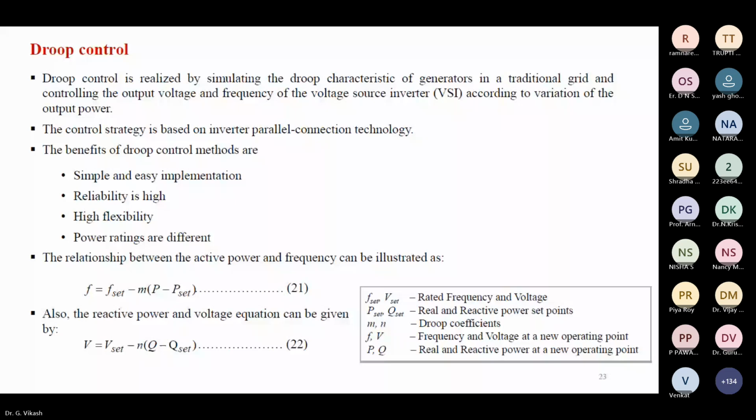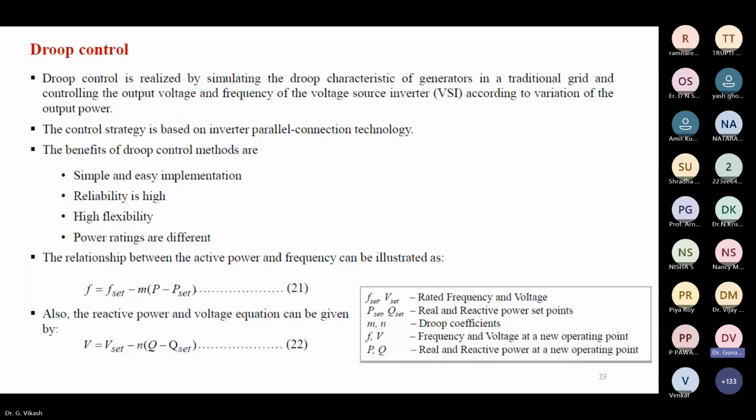Droop control is realized by simulating the droop characteristics of the generator in a traditional grid, which we already know, and controlling the output voltage and frequency accordingly. Based on the droop characteristics, we can get the voltage and frequency set points. Here also, based on the load, we will adjust the active and reactive power set points. The benefits of droop control methods are simple and easy implementation, reliability, and high flexibility. We can consider different power ratings also.